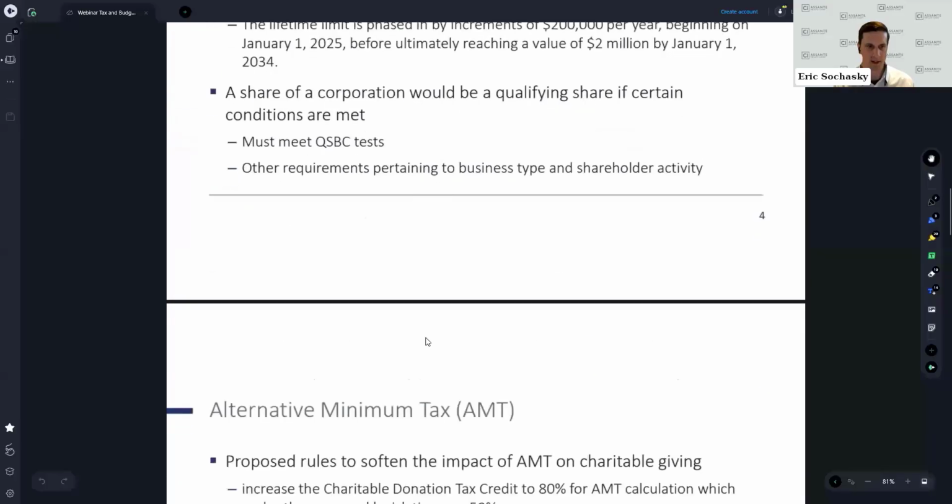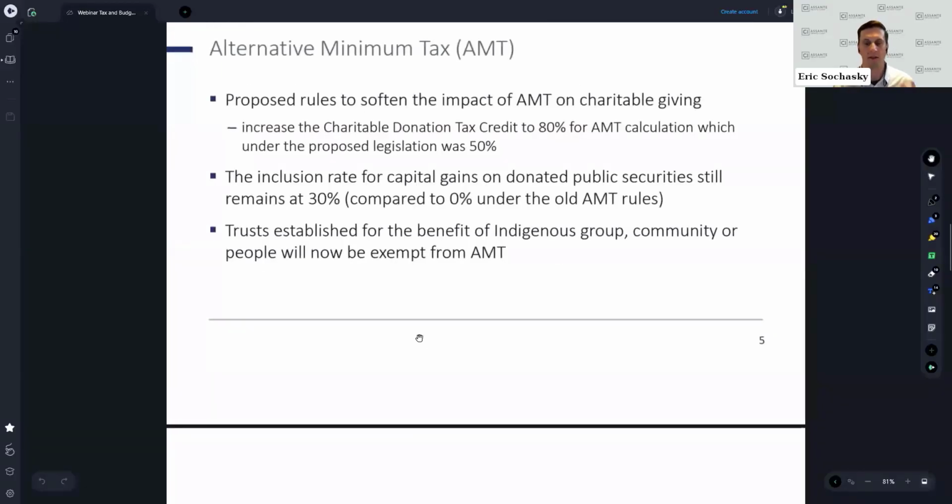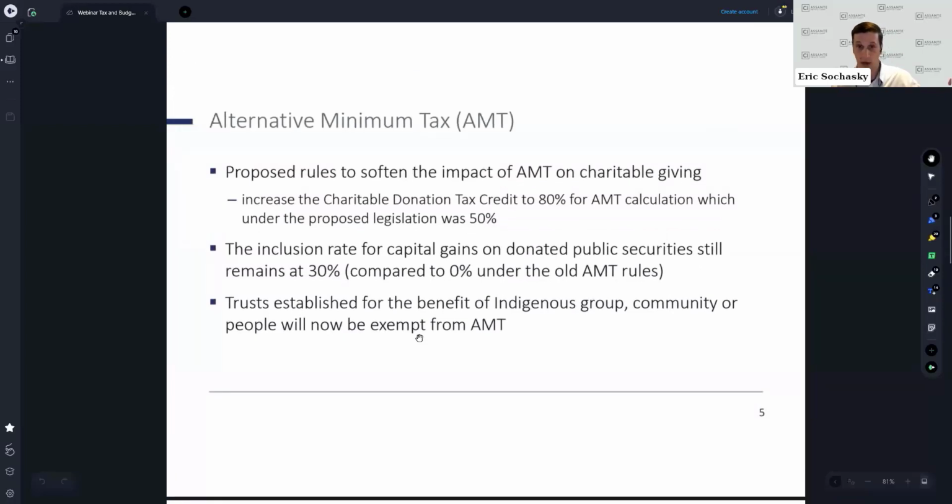Yeah, absolutely. So the changes to AMT were a big part of last year's budget. And basically, if you're not aware, individuals will pay either your regular tax as it's normally calculated in your tax returns, or alternative minimum tax if it's higher than the regular tax. Now, most people won't be brought into this. It's really if an individual is high income and uses a bunch of credits and deductions to decrease their tax otherwise payable, they might be lumped into this alternative minimum tax.